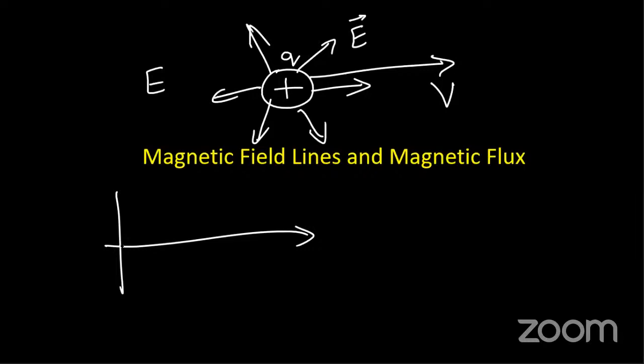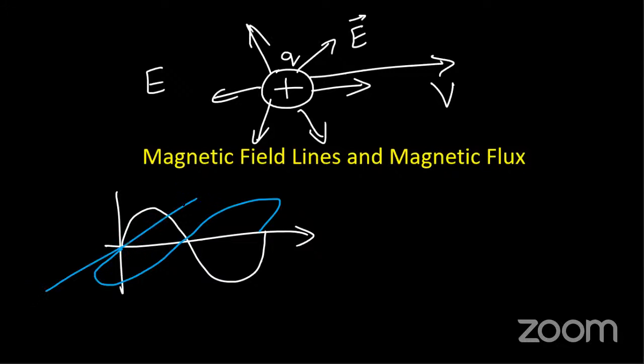There will be the presence of some electric field, and exactly perpendicular to this electric field, there exists some magnetic field. So there exists a magnetic field in this direction. Exactly perpendicular to this, there will be the existence of magnetic fields.